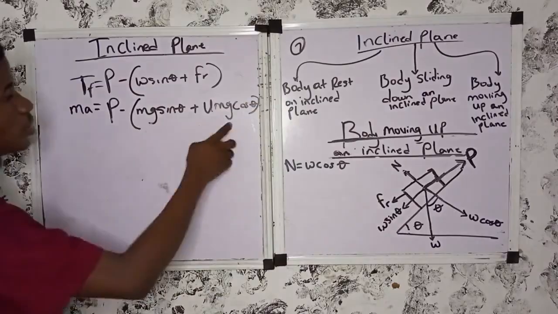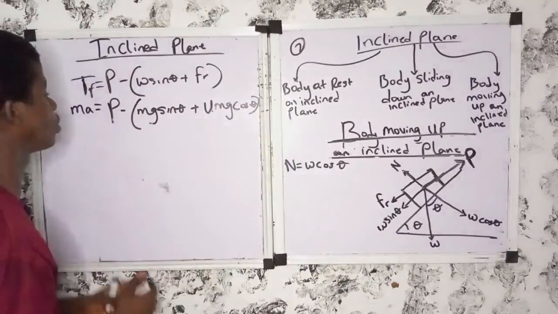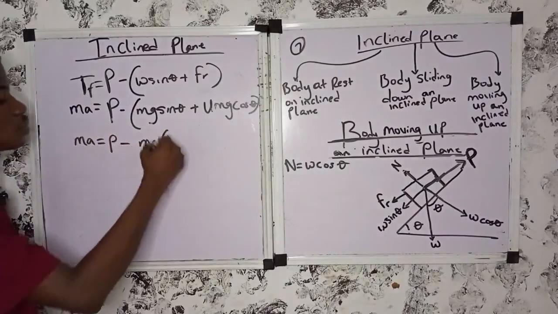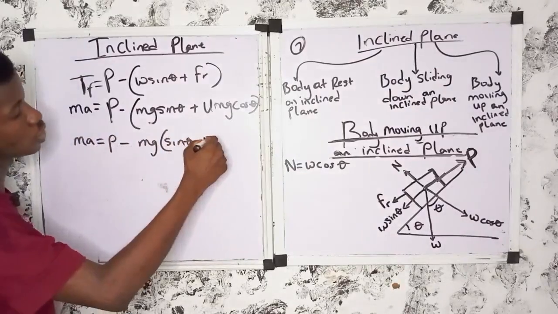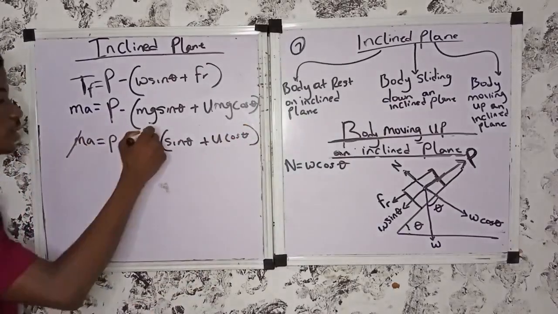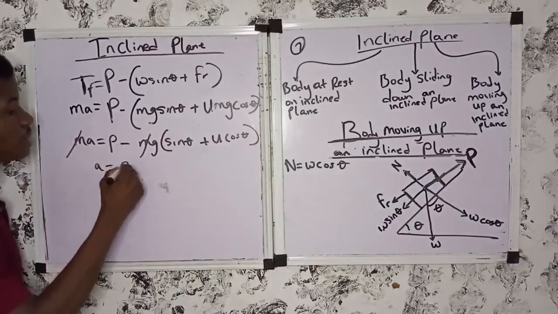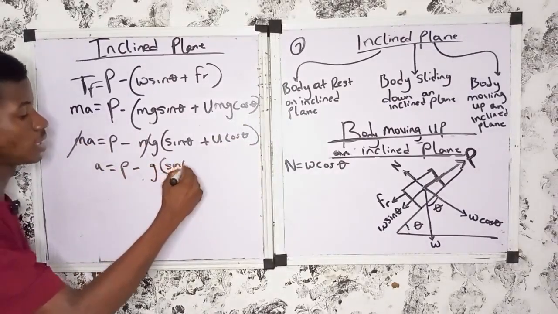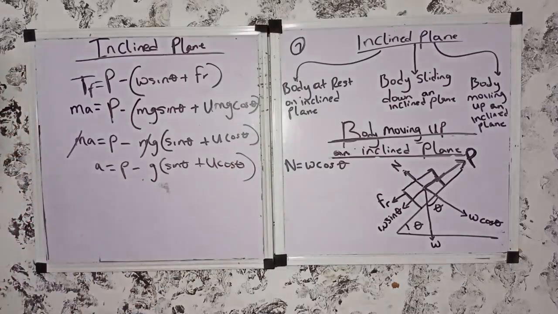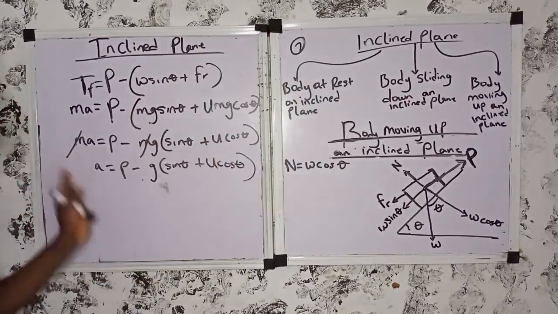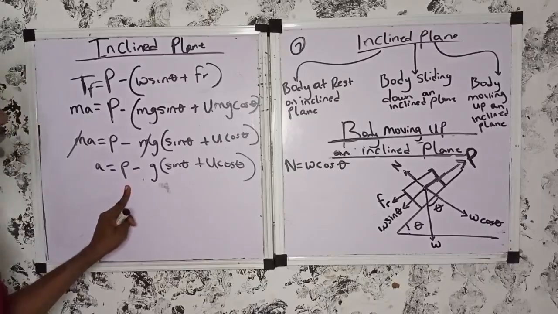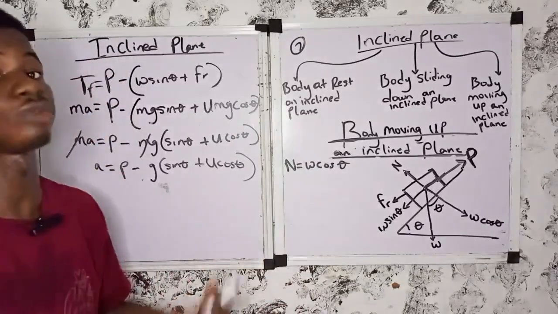So what is common to these terms? This mg is common, so everything will be: ma is equal to P minus mg, bracket open, sin theta plus mu cos theta, right? So this m will cancel this m, and we will be left with a equal to P minus g, bracket open, sin theta plus mu cos theta, bracket close. This is the acceleration acting on the body. In some particular questions, they'll give you the force and tell you to calculate the acceleration.